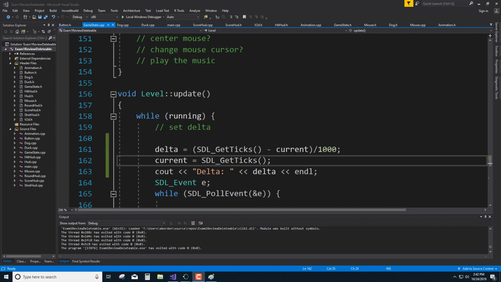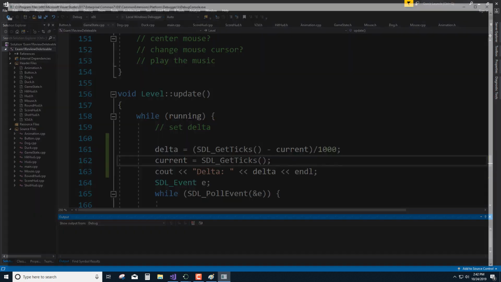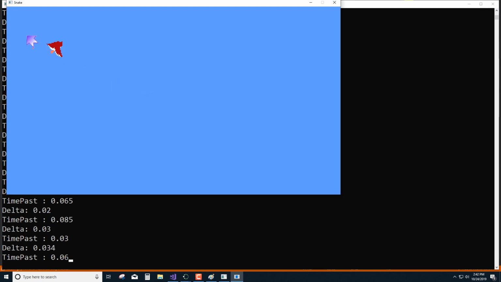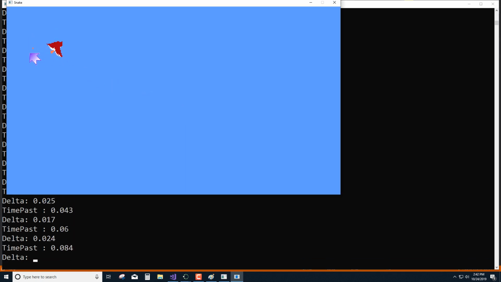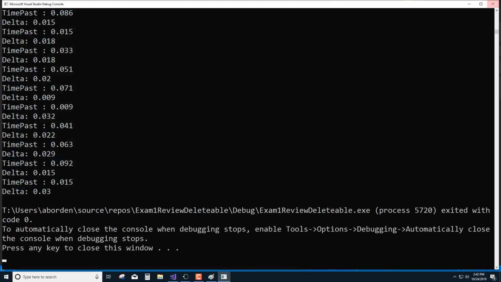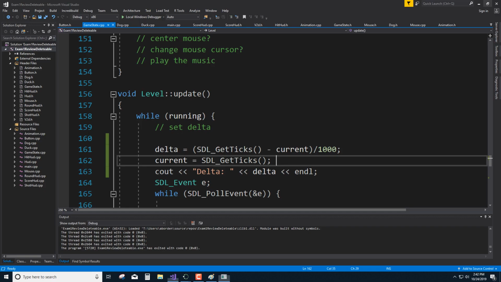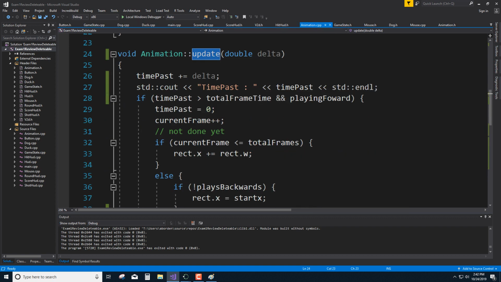Okay, so these need to be switched. You calculate current. I think that's the problem. Now, the animation is still weird. It plays, but it goes one too far and then it stops. Oh, yeah. So we need to go back and look at that and see what's going on here.